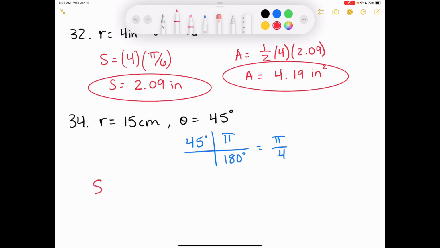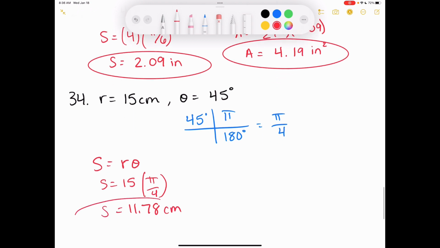So S is equal to R theta. So S is equal to 15 times pi over 4. So 15 times pi divided by 4 is 11.78. And that wasn't inches this time, it's centimeters. So that's arc length.